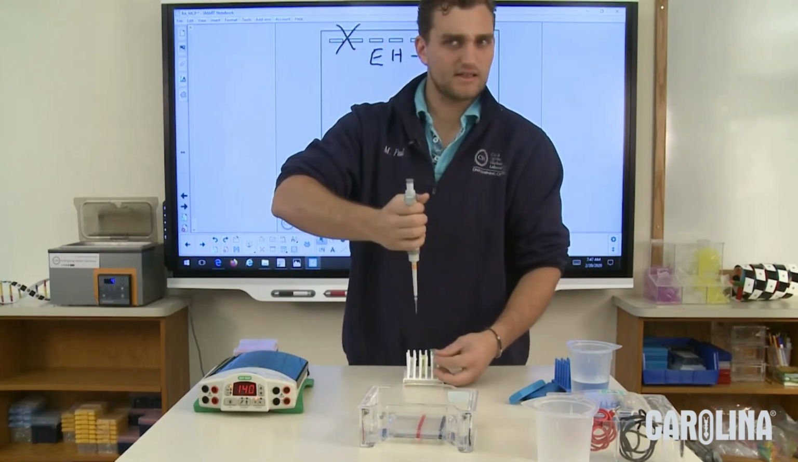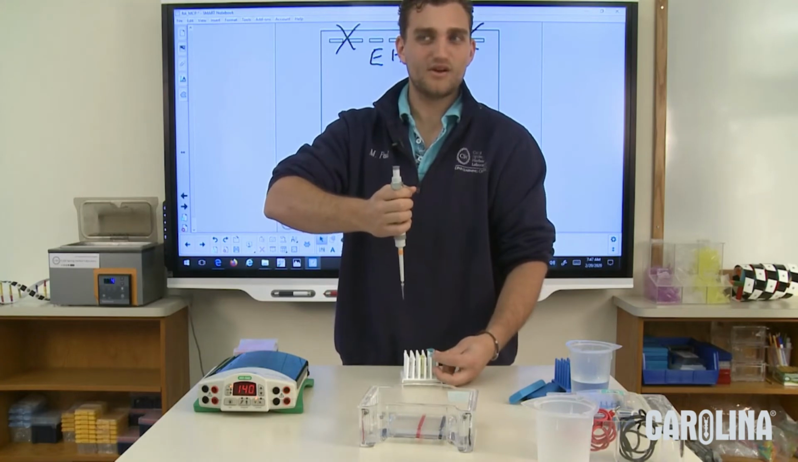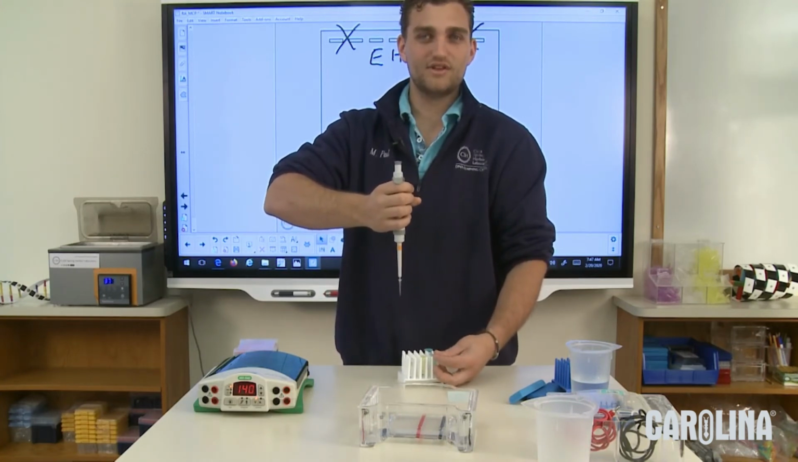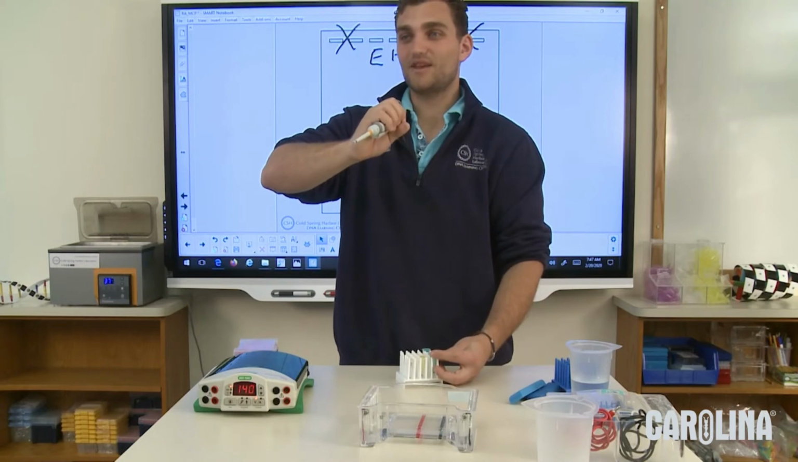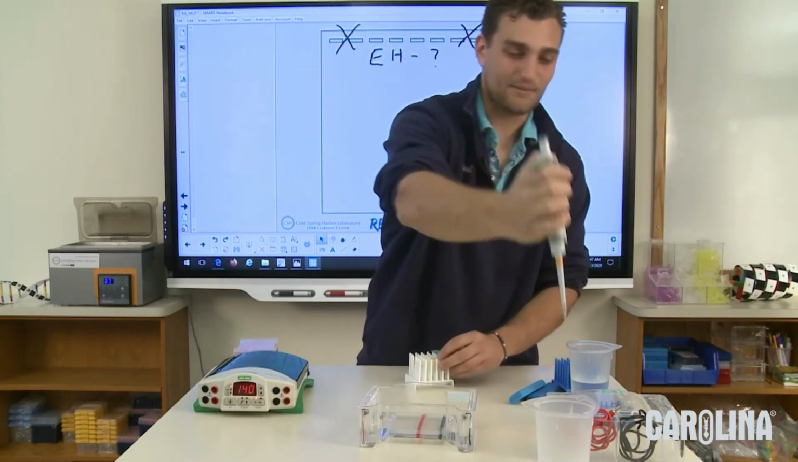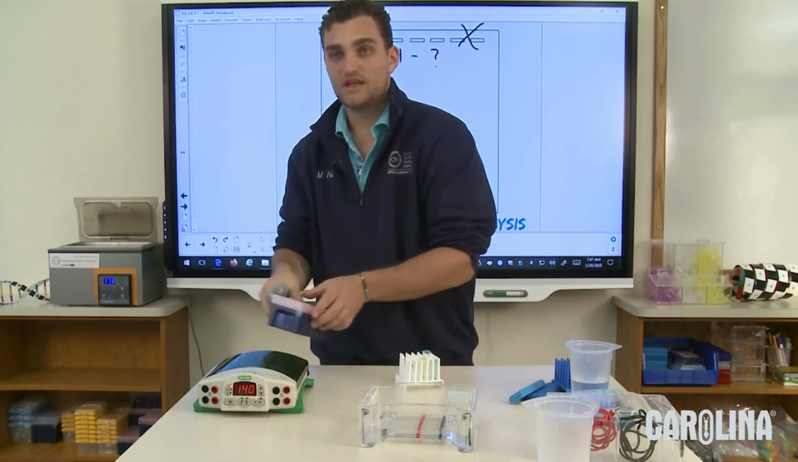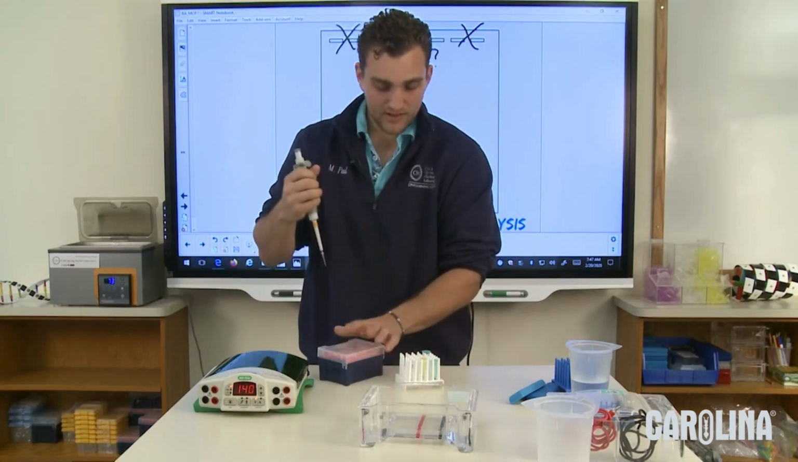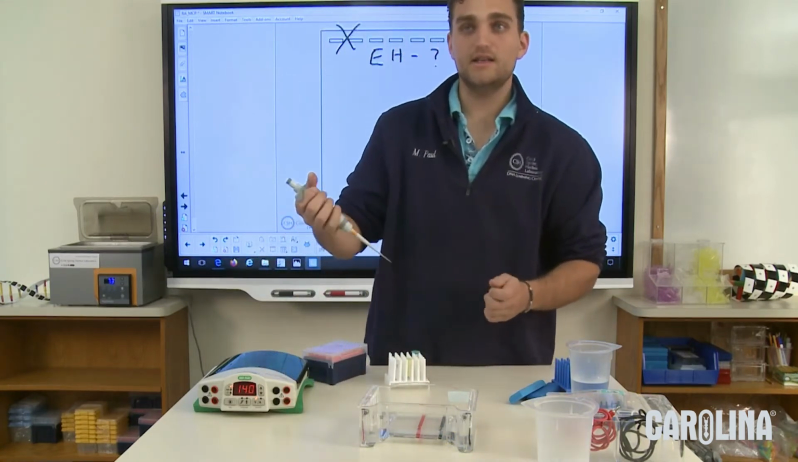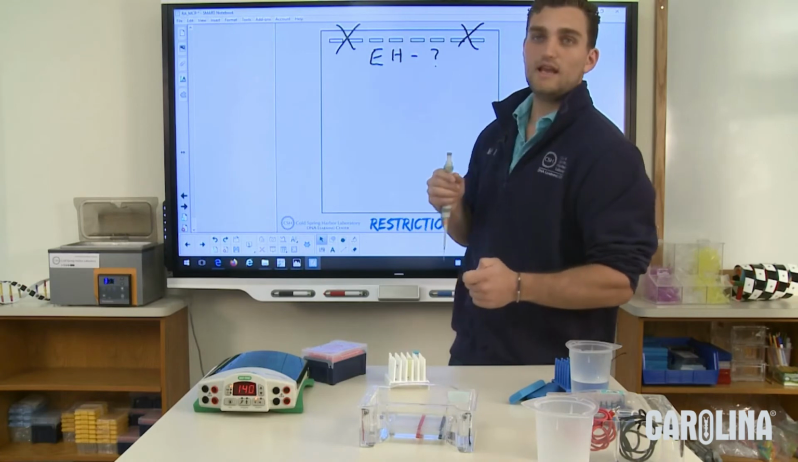Now, can I just instantly go into my next tube? What do I have to do? No, I can't. I need to do something. What do I need to do? Change the tip. Exactly. So I need to grab a new tip, and then I grab a new one, and now I did the E, so the next tube that I'm going to do is the H.